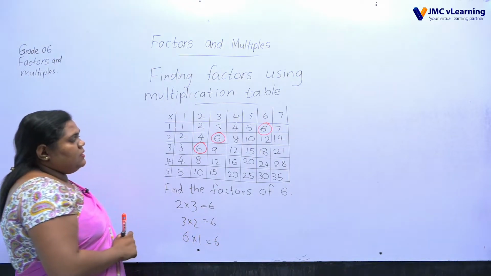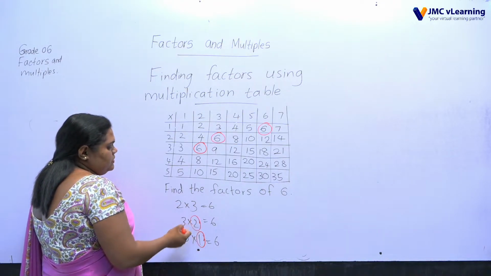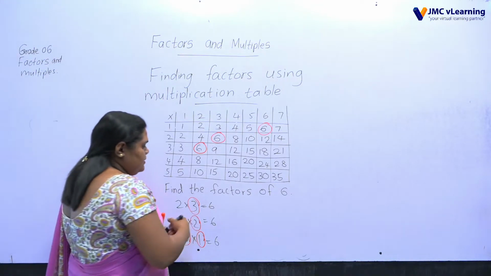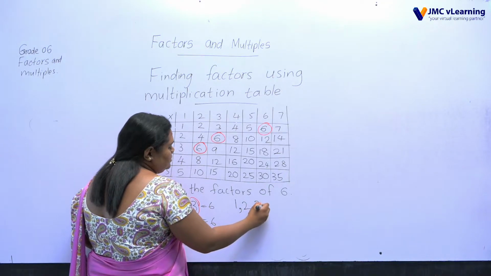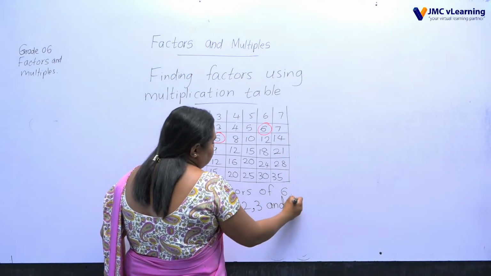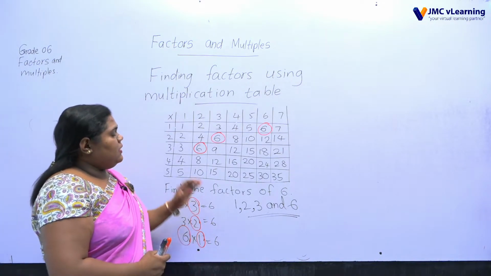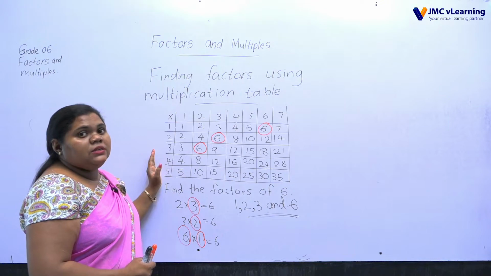Now, so what are the factors then? 1 is there, 2 is there, 3 is there and 6. So, what are the factors of 6? 1, 2, 3 and 6. These are the factors of 6. Okay, now you know how to find the factors using this multiplication table.